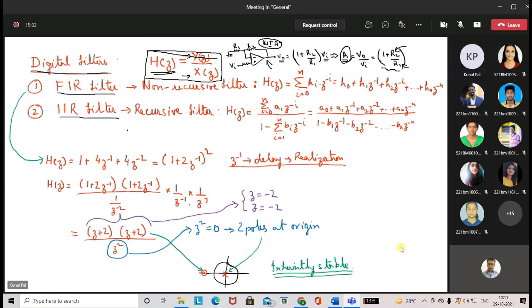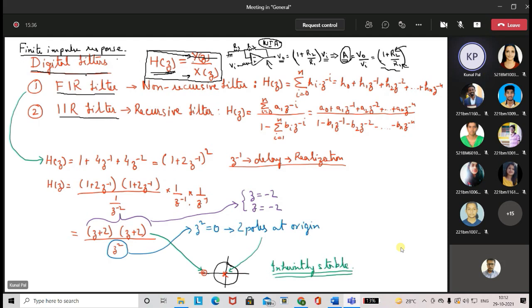Now, coming to the types of filters, as I said, there are two types. One is the FIR filter. What does FIR stand for? FIR stands for finite impulse response.